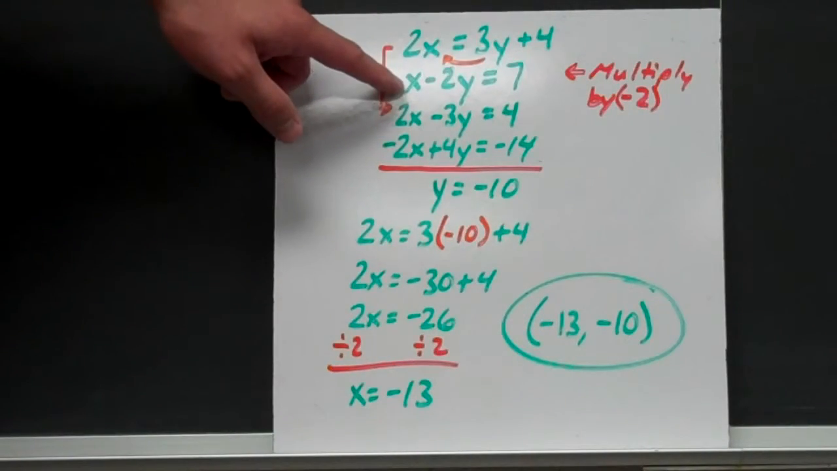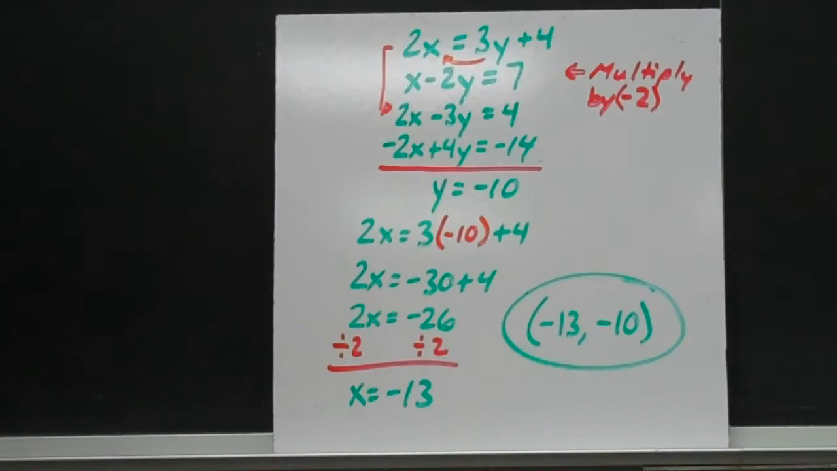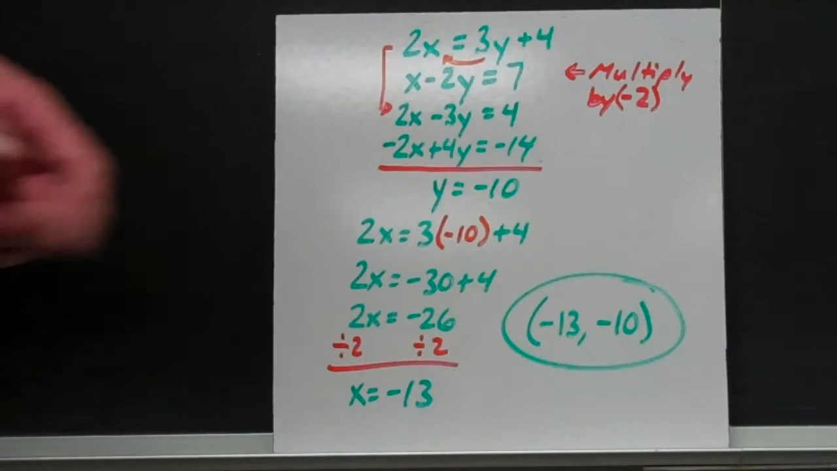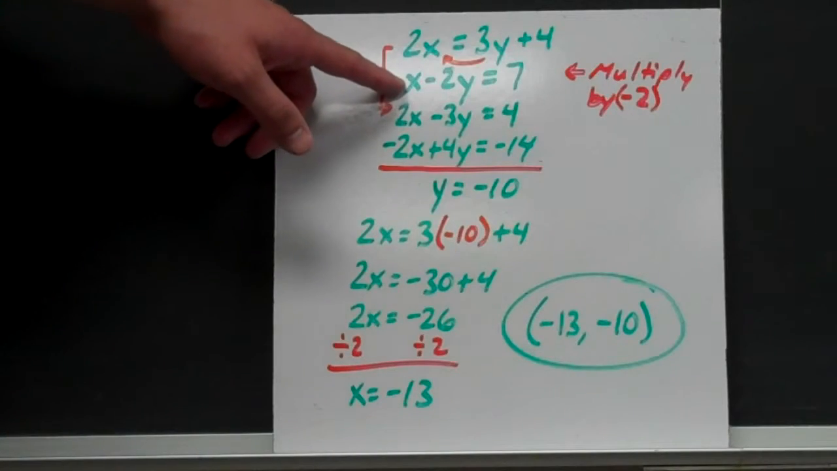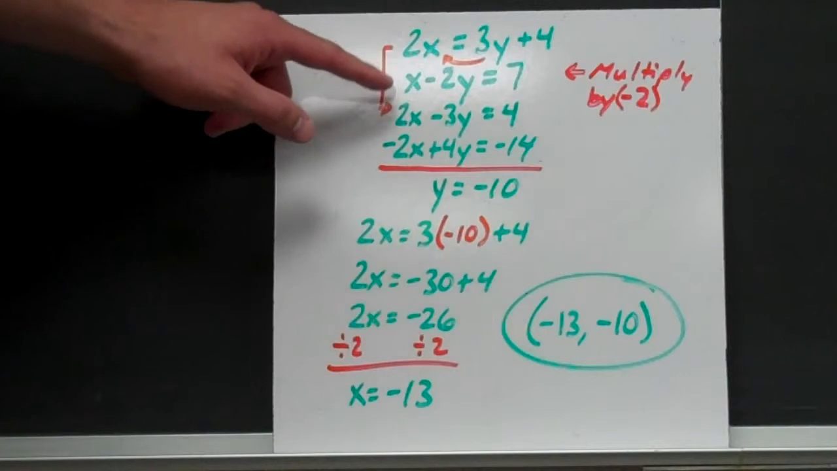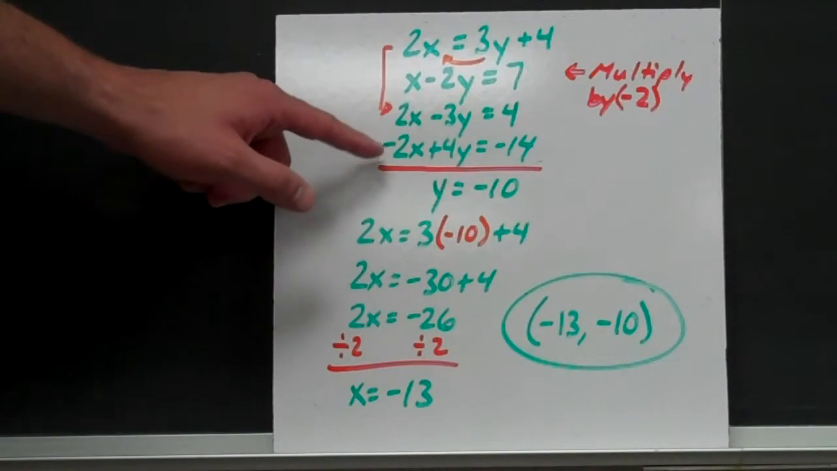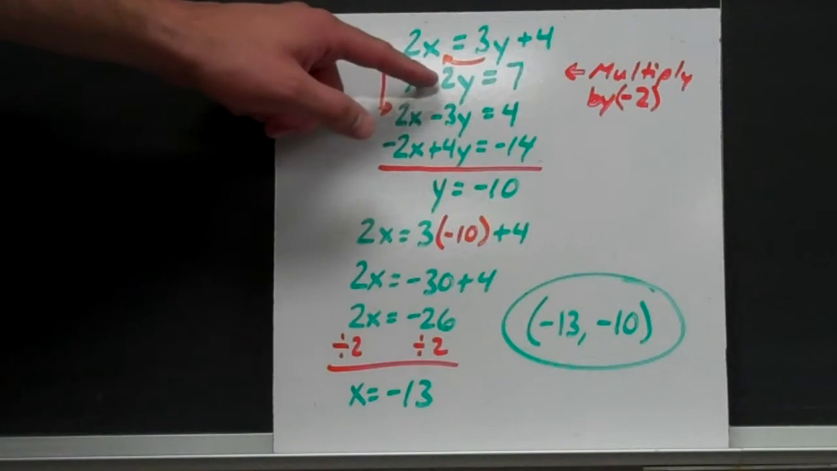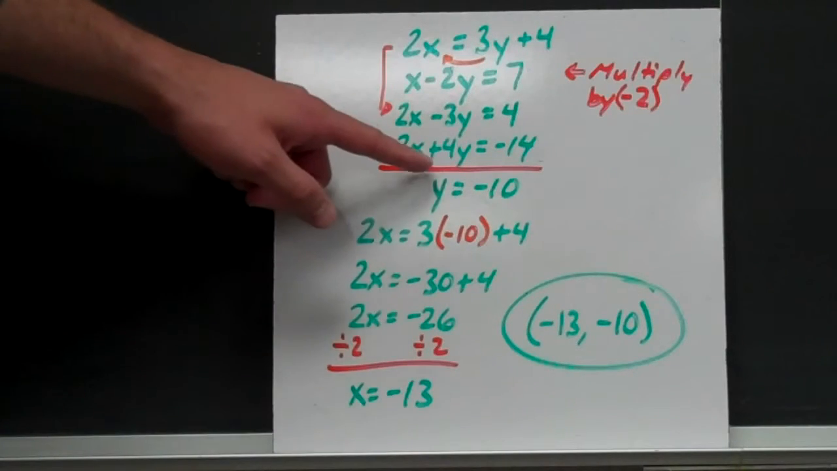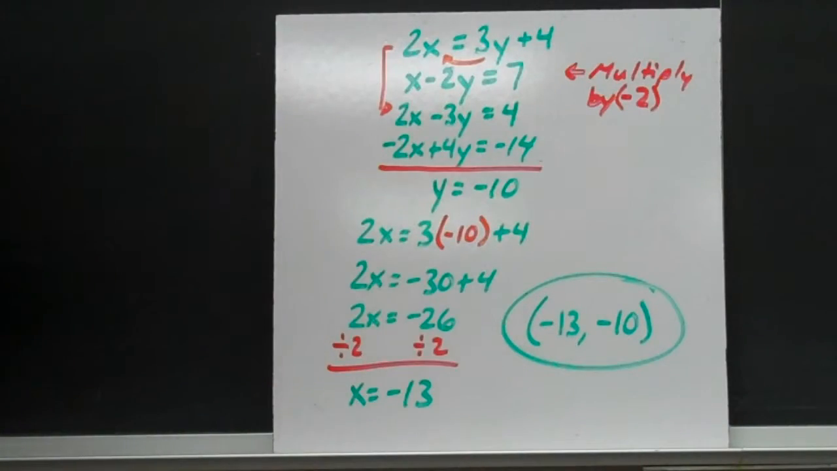But now, as you can see, we have a 1x and a 2x, a negative 2y and a negative 3y. We're going to have to multiply one of these equations by something so that one of our variables cancels out. I chose to multiply the x minus 2y equals 7 by negative 2, so that I'll have a negative 2x to cancel out the positive 2x. So x times negative 2 is negative 2x. Negative 2y times negative 2 is positive 4y. And 7 times negative 2 is negative 14.